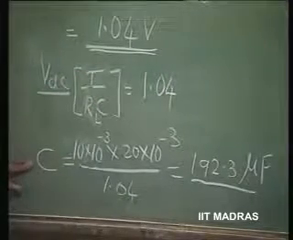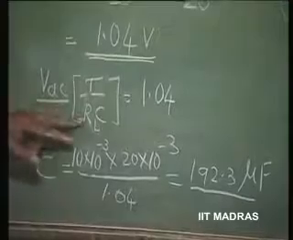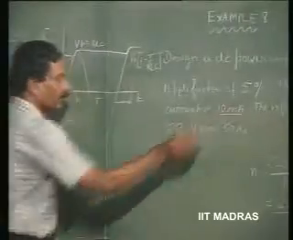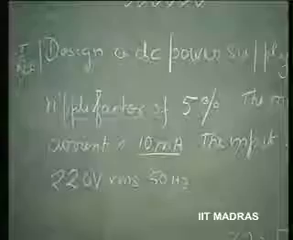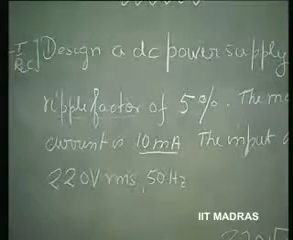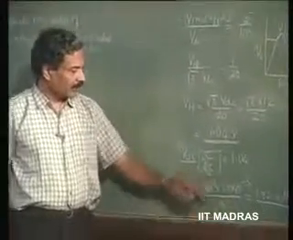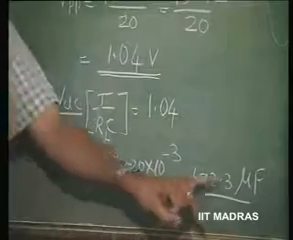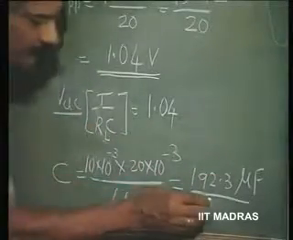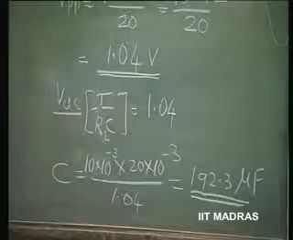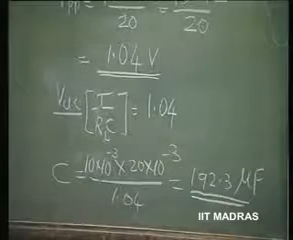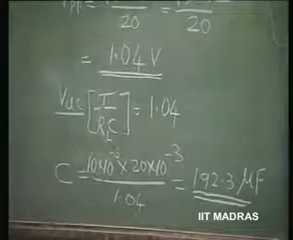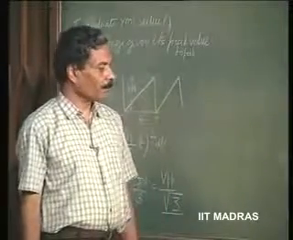From this we can obtain the value of C if we know VDC by RL. VDC by RL is given as 10 milliamperes, the maximum current drawn by the load. So, 10 milliamperes into T, 20 milliseconds, divided by 1.04 is nothing but the value of C, which is 192.3 microfarad. So, the value of C is to be made greater than 192.3 microfarad in order to contain the ripple at 5%. So, that part of the design is also over.